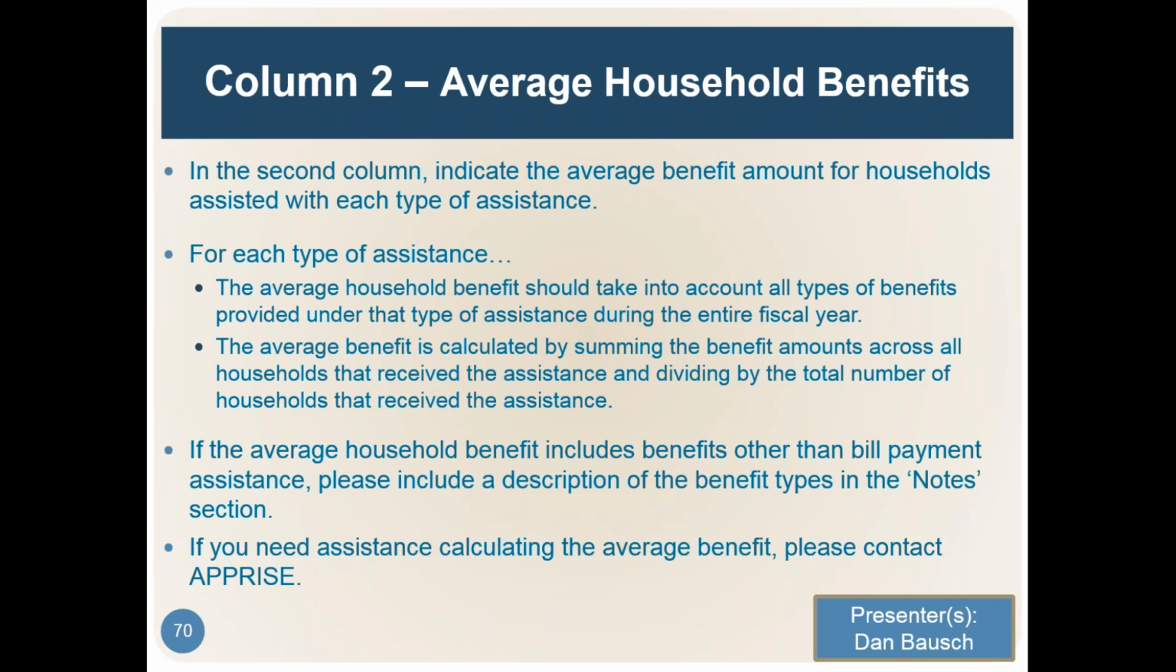Now, the average household benefit should include all the benefits that fit under that type of assistance. In most cases, heating assistance or cooling assistance is a regular benefit that goes to help pay a share of energy expenses. But if there's any other types of benefits besides bill payment assistance, we ask you to please include a description in the notes about that so we can understand that your average benefit might be a little high for that reason. And if you need any help in calculating the average benefit, you can reach out to us for assistance.